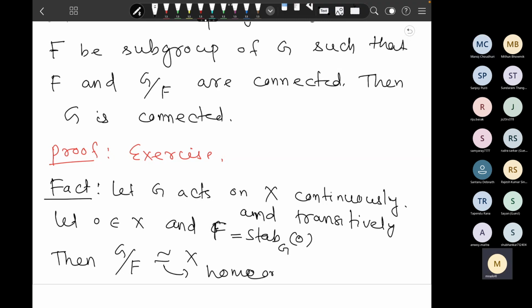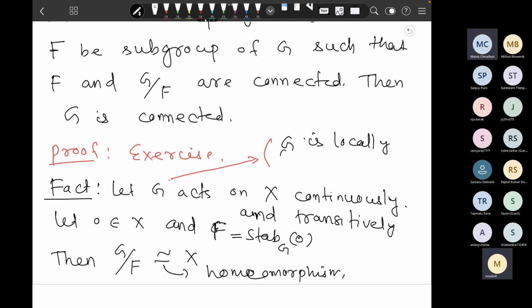This is a homeomorphism. If you are very pedantic, then you have to assume a condition that G is sigma compact, or G has a countable base, or G is locally compact. See here, G is compact, right? So there's no problem. It has a countable base. So this is a precise statement.